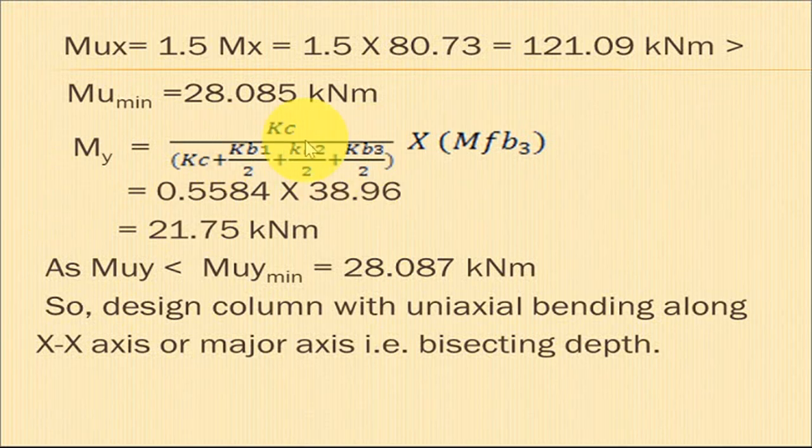Again for My, repeat the same distribution, carry over, and this FEM B. Only one beam is there, and that's why it is 21.75. As Muy is less than Muy minimum 28.075, so we can design column with uniaxial bending along XX axis or major axis, that is 121.09.